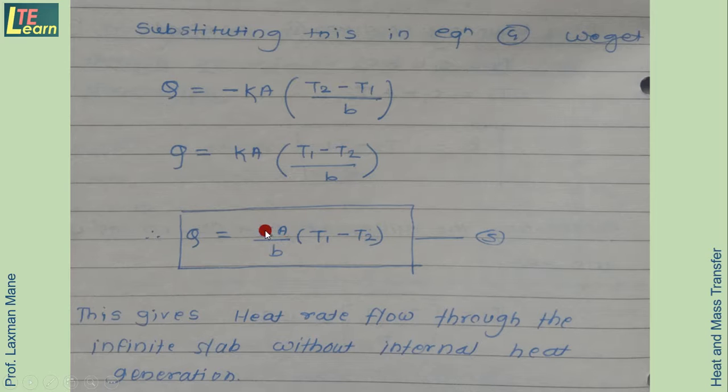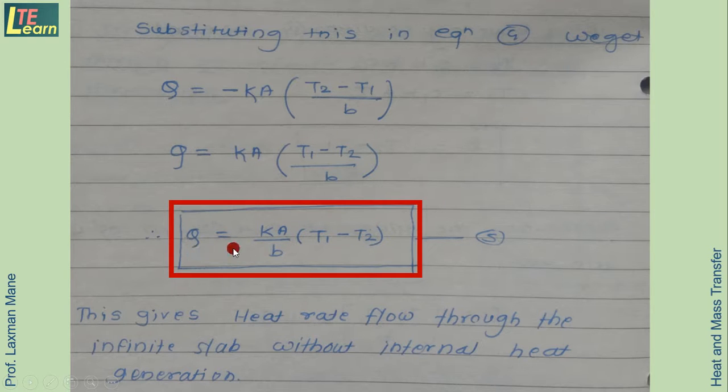Writing this equation in this form, Q is equal to KA upon B into T1 minus T2. This equation gives the heat flow rate through the infinite slab without internal heat generation. So this is the one-dimensional equation for the slab. That is the first application of the Laplace equation for a slab.